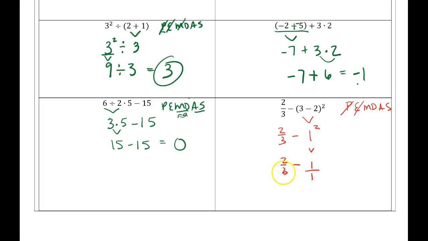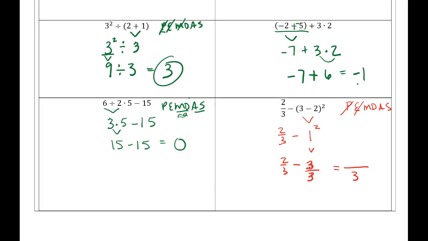And then how do we do fractions together? We need a common denominator. The common denominator will be 3. So if I make this a 3, then I have to times the top by 3. So now I'm dealing with 2/3 minus 3/3. And you're supposed to do top minus top and then recopy the denominator. So what is 2 minus 3?